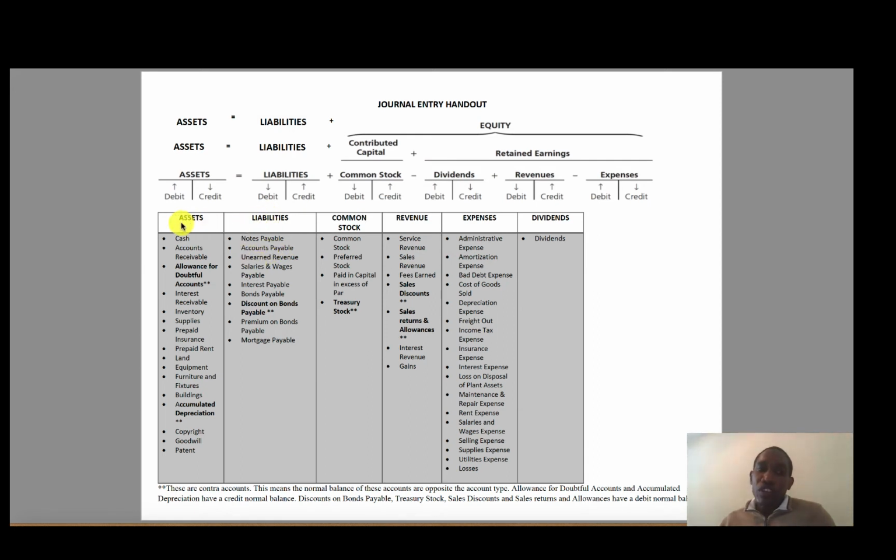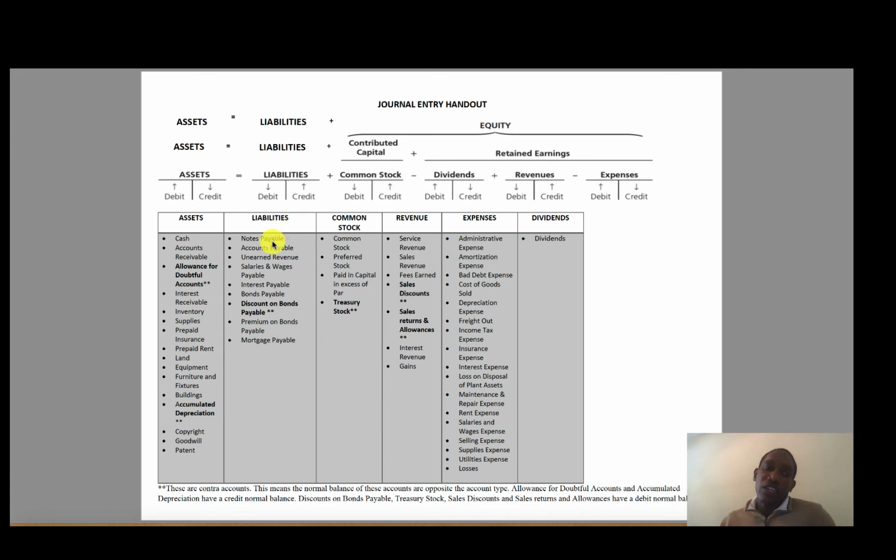All right, so these are your account types. And then here you have the accounts that match or go with these account types. Again, you need to memorize these: assets, liabilities, common stock, revenue, expenses, and dividends. These are the account types, and these are the accounts. So every time you use an account, you've got to know which account type it maps to.